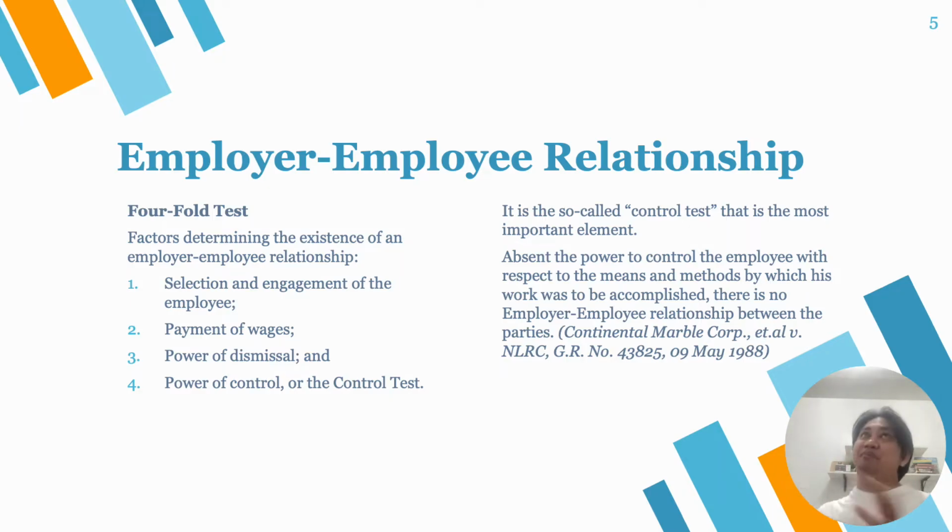So there is no employer-employee relationship by virtue of the absence of the power of control with respect to the means and methods of accomplishing the objectives or the work to be done by the worker. So important, the fourth factor, the power of control.